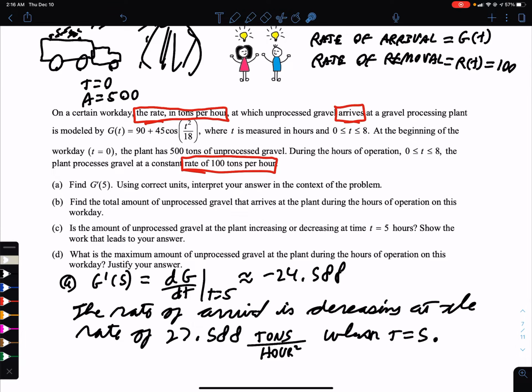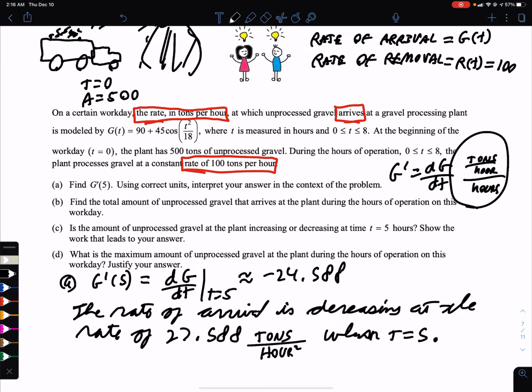Okay, g prime is the change in g over change in time. Well, g is measured in tons per hour, and dt is measured in hours. Well, that's your unit, tons per hour, which converts to tons per hour squared if you multiply by the reciprocal of that. So that's part A. Okay, that's kind of a review of chapter 4.